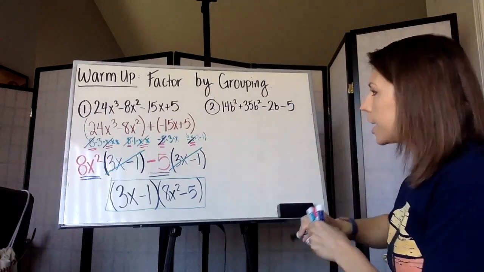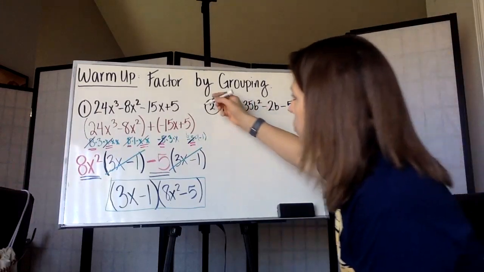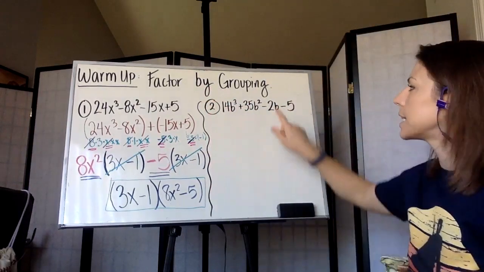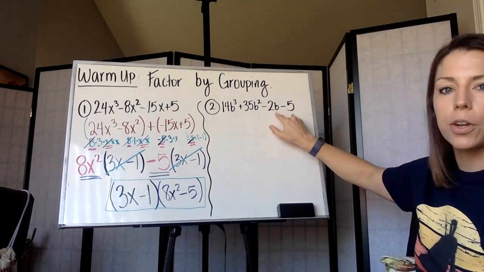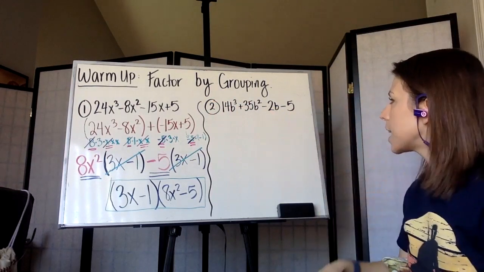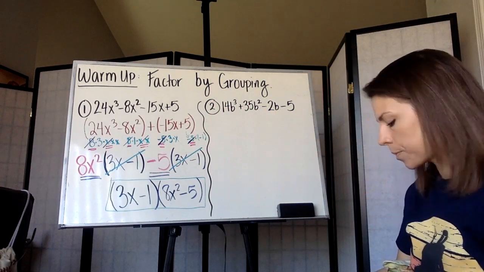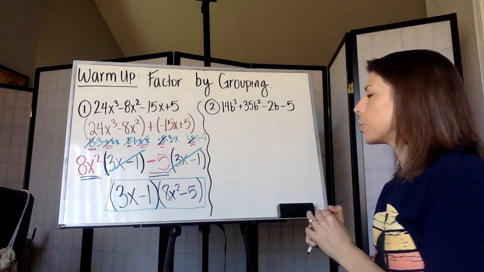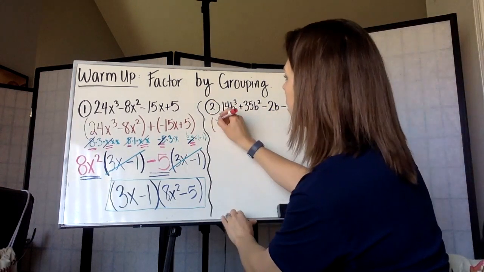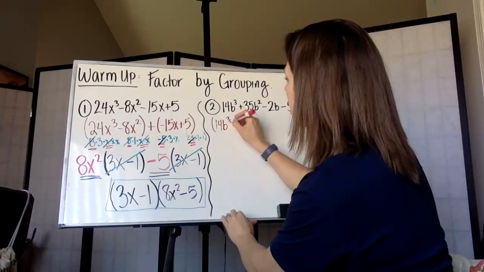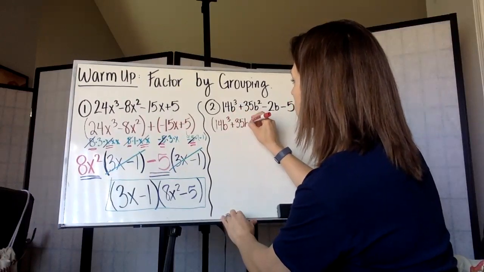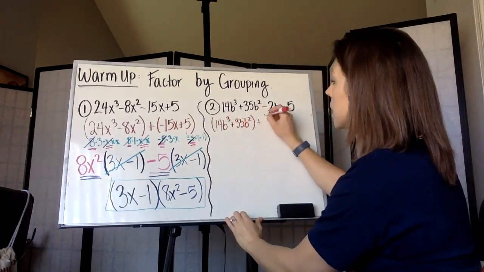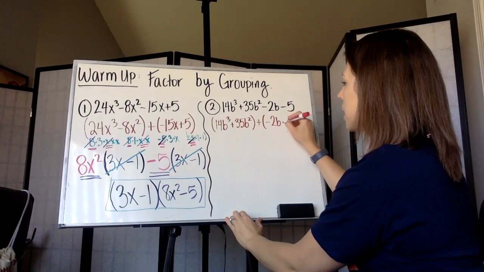All right, warm-up question number 2 from factor by grouping. I chose this one again for a reason because it has subtraction, and then there's something a little weird about how we factor out with negative 2b minus 5. So here we go, step 1, called factor by grouping for a reason, put them into groups. In the first group, we have 14b cubed plus 35b squared. That negative goes with the 2b, so this is plus negative 2b minus 5.